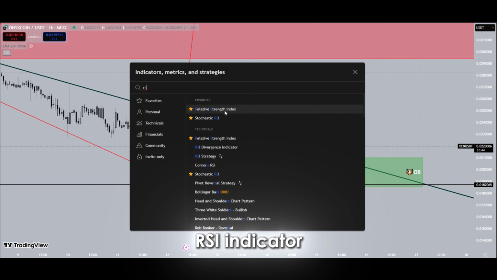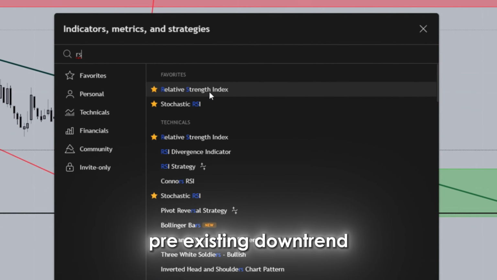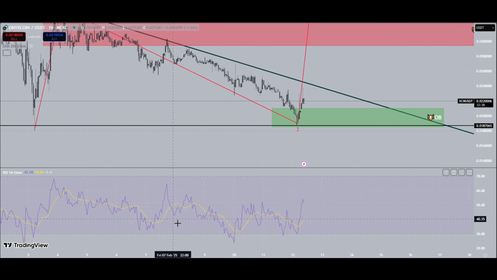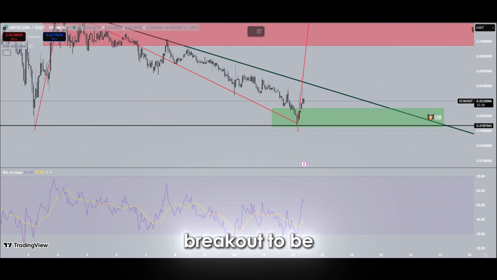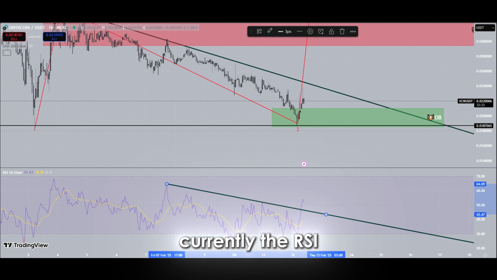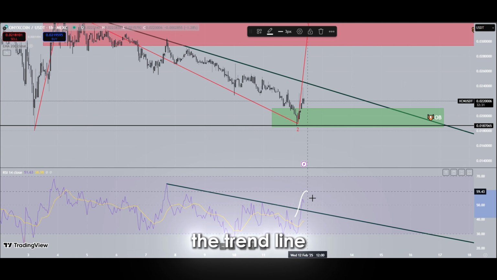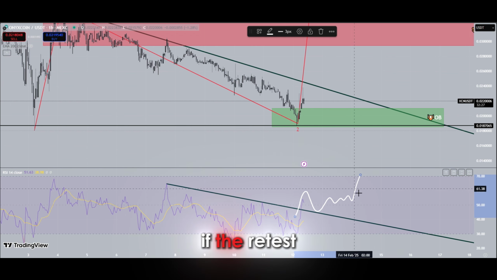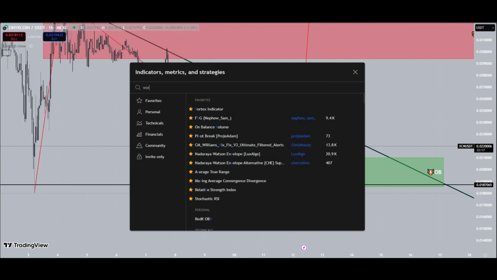Looking at the RSI indicator, we see a breakout of a pre-existing downtrend. Such breakouts are usually considered a strong bullish signal, but for the breakout to be firmly confirmed, it needs to make a retest move. Currently, the RSI has moved above the trend line it broke and may need to test this area as a support. If the retest is successful and the RSI moves up again, the uptrend will continue.